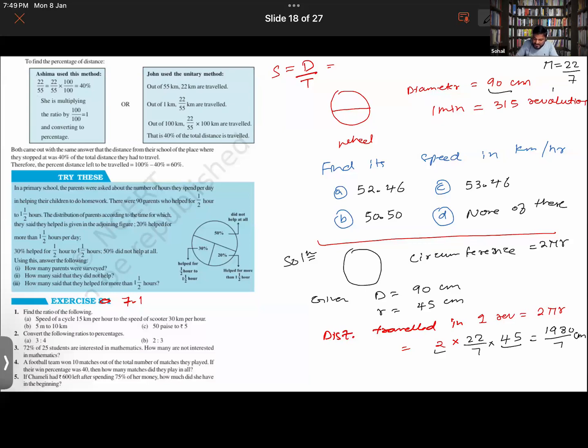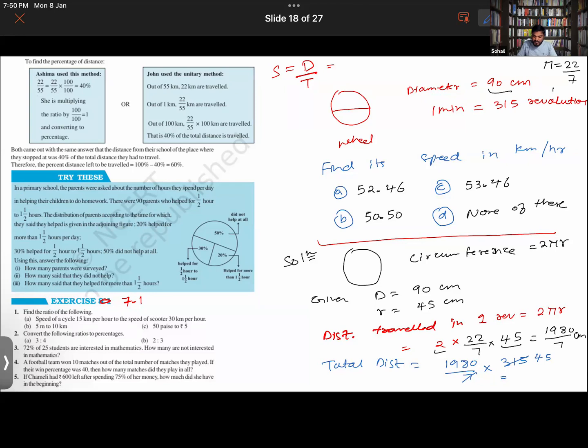So now we have the distance traveled in one revolution, not the total distance. The total distance will be the distance traveled in one revolution, that is 1980/7, multiplied by the total revolutions, that is 315. Right? Okay, now after solving it, what value will you be getting? Sir, I got 89,097. Okay, see, we can cancel 315 by 7, which is 45.